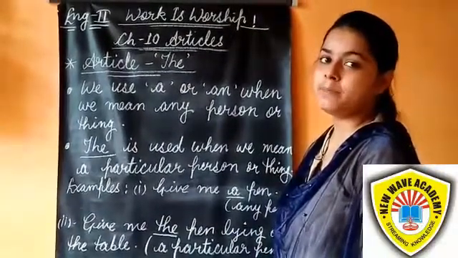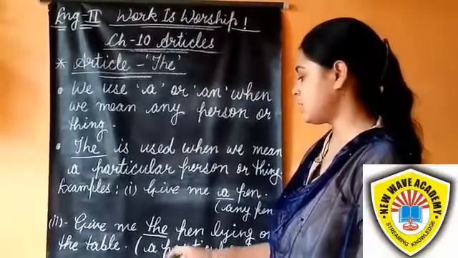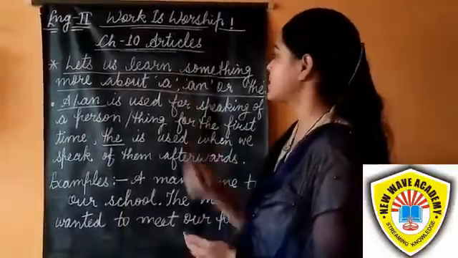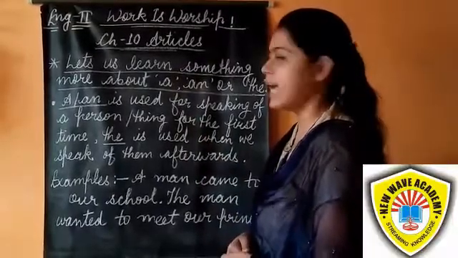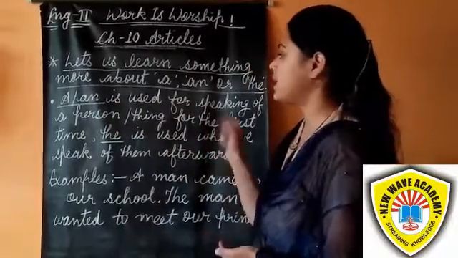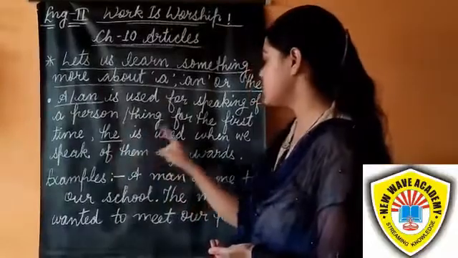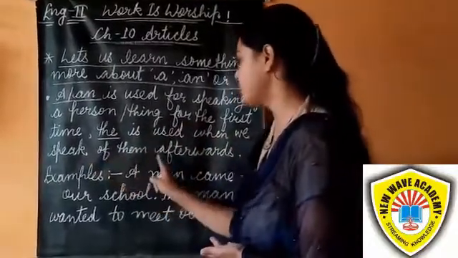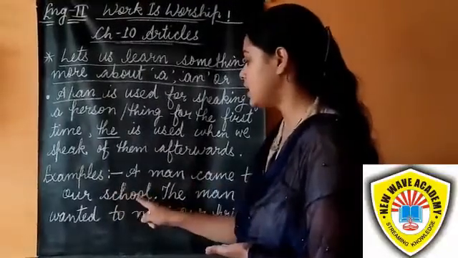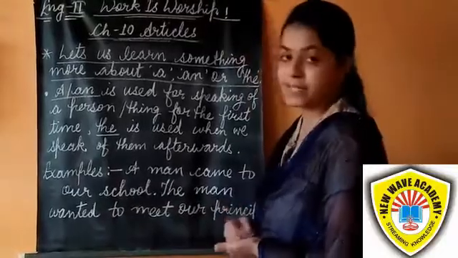Remember, for any person or thing we use a or an. For a particular person or thing we use the. Let us learn something more about a, an or the. A or an is used when speaking of a person or thing for the first time. The is used when we speak of them afterward. For example, a man came to our school. The man wanted to meet our principal.